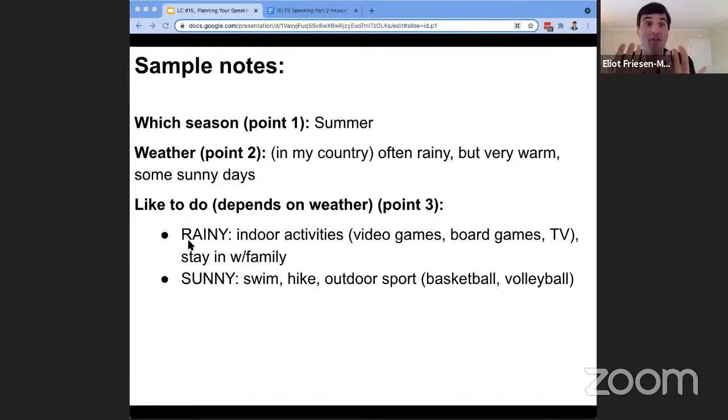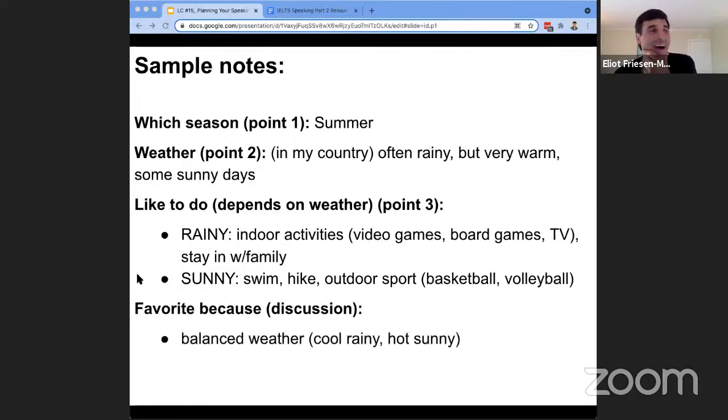Now, what we saw from the sample response was a very weak answer to the last part. And this is common. This is something that happens quite a bit. I see this happening in conversation clubs sometimes with students. I also see it in sample responses from students that I encounter now and then. We can't just say, oh, for all these reasons, this is my favorite season. No, we need to explain and provide some discussion about why the season's your favorite.